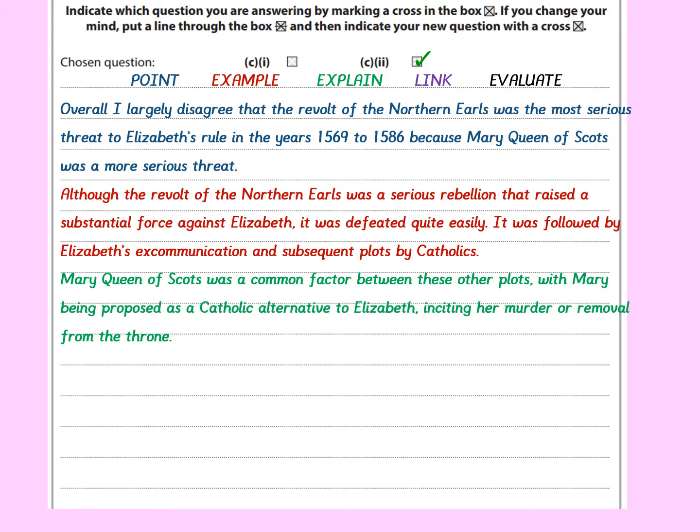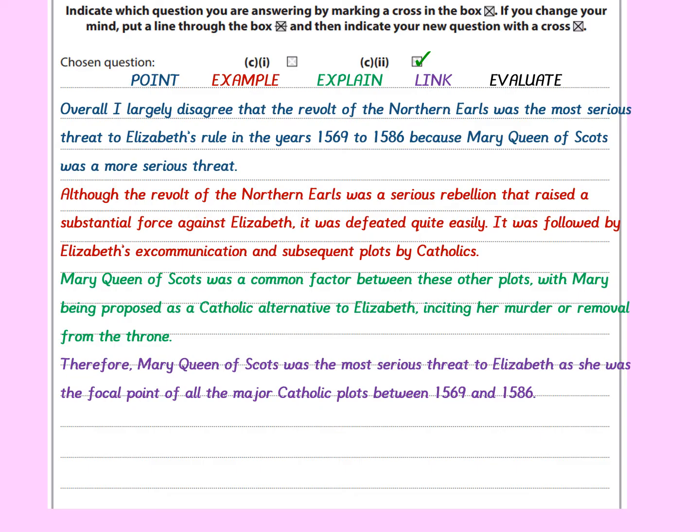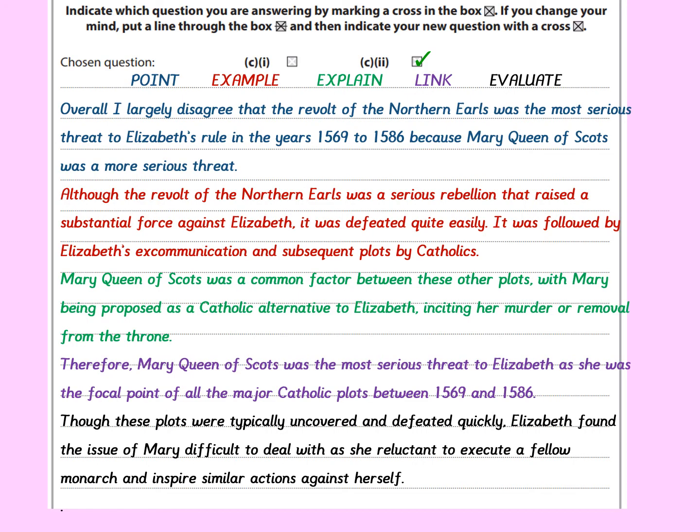Mary Queen of Scots was a common factor between these and other plots, with Mary being proposed as a Catholic alternative to Elizabeth, inciting her murder or removal from the throne. Therefore, Mary Queen of Scots was the most serious threat to Elizabeth, as she was at the focal point of all the major Catholic plots between 1569 and 86. Though these plots were typically uncovered and defeated quickly, Elizabeth found the issue of Mary difficult to deal with, as she was reluctant to execute a fellow monarch and inspire similar actions against herself. Again, we've got more knowledge and analysis, and even more analysis.